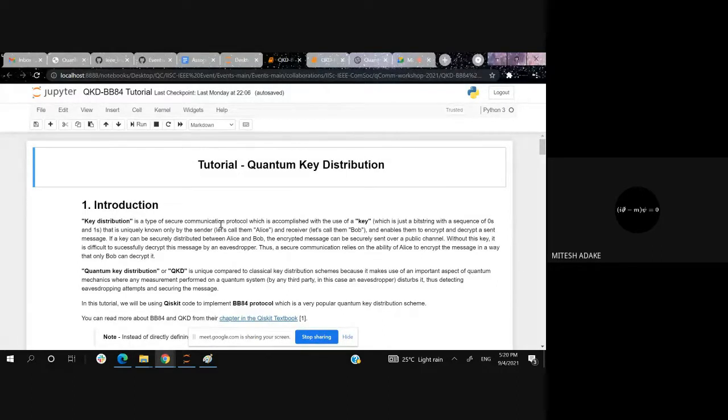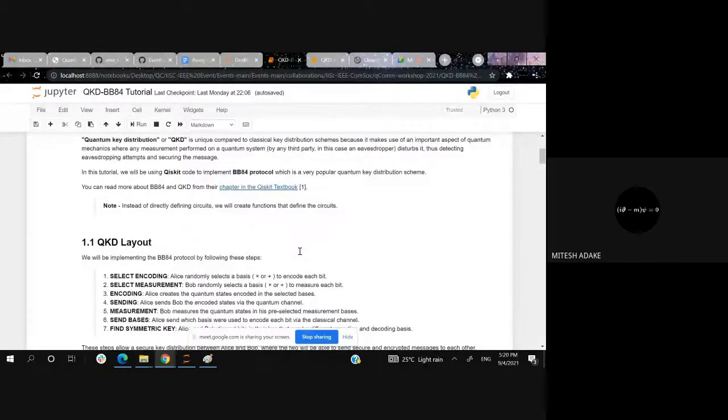If you want to build a secure communication between two parties known as Alice and Bob, we need to have a shared key between them so that we can depend on that key and use it to send messages to each other. The way of encrypting and decrypting these messages using that key will be shown in this tutorial, but in a quantum way. So what really is quantum key distribution? Quantum key distribution uses the properties of quantum mechanics to distribute the key among these two parties. We'll be using Qiskit to implement the BB84 protocol.